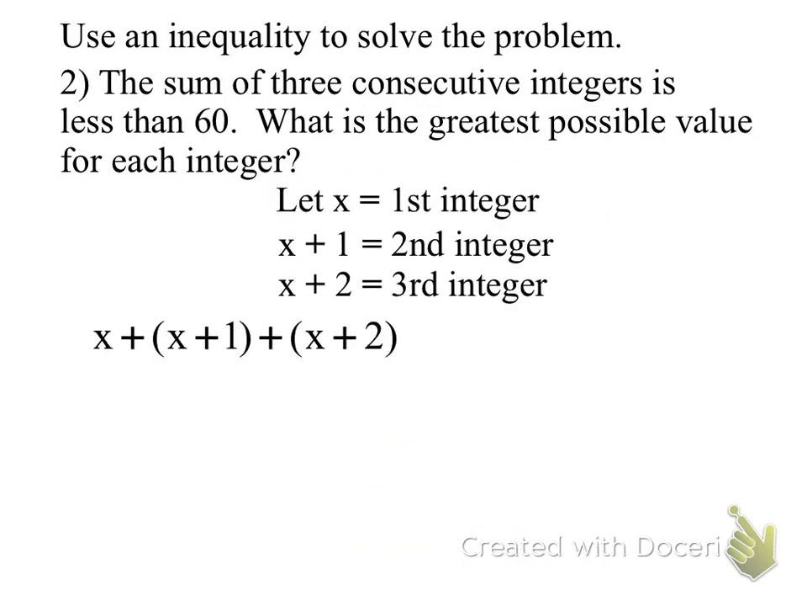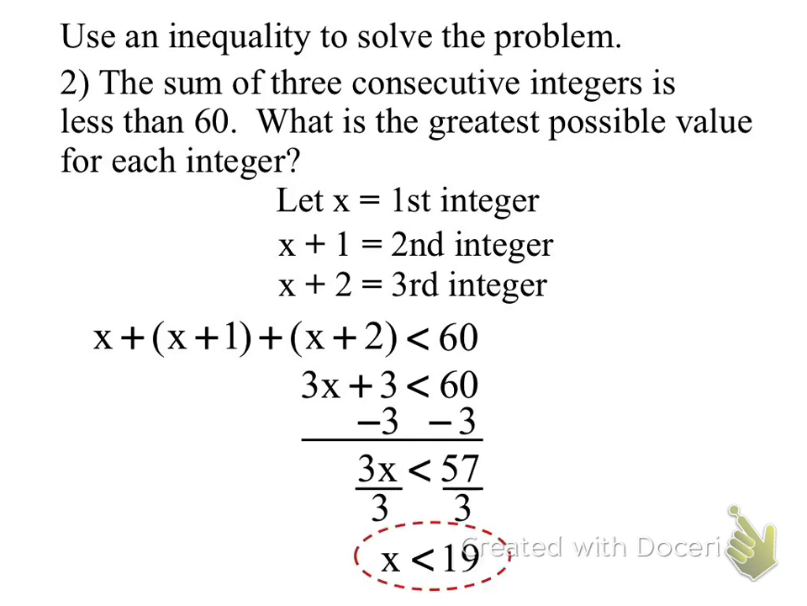We'll do the check mark again. Ready? And when you add them, they should all add up to less than 60.